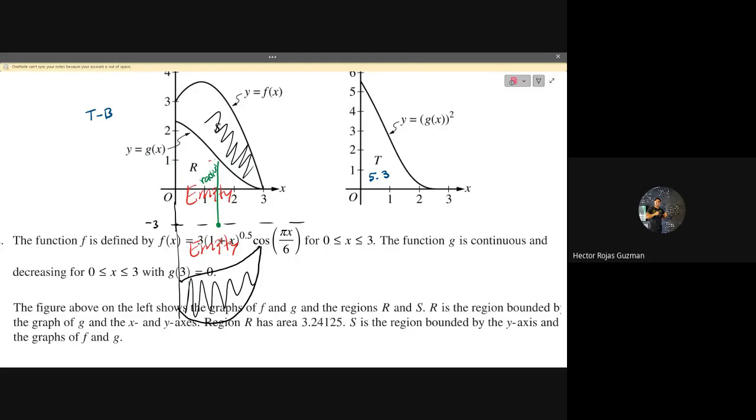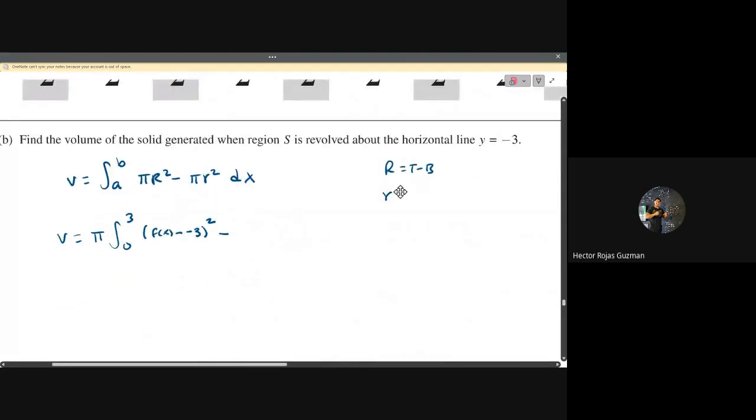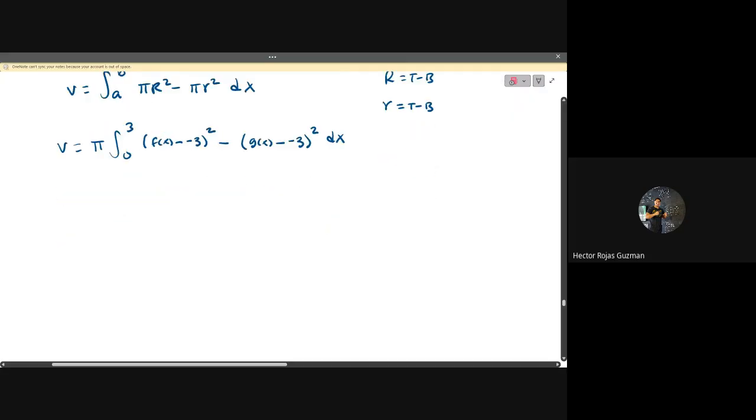So to find the length of the small radius, once again, you do top minus bottom. g of x minus -3. So the little radius, top minus bottom, g of x minus -3, squared, dx. All right, that's the setup. This already gives us 2 points out of 4. But we want to get those last 2 points. So let's go ahead and work this out.